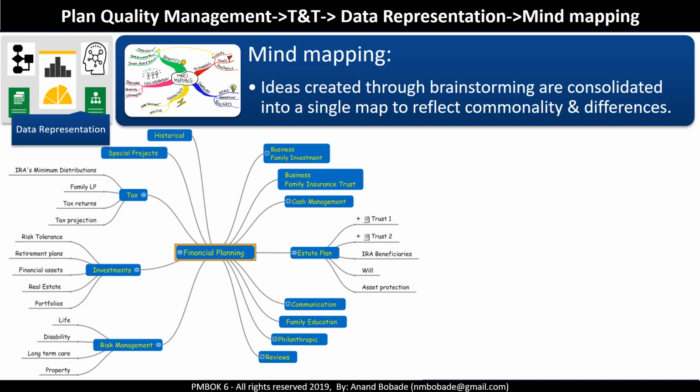Next is mind mapping. Ideas created through brainstorming are consolidated into a single map to reflect commonality and differences. This can lead to generation of new ideas. For example, a quality standard is put in the center of a blank page and ideas that are associated with it are put around the center. It helps with the rapid gathering of ideas, quality requirement, constraint, dependencies, and to understand the relationship.